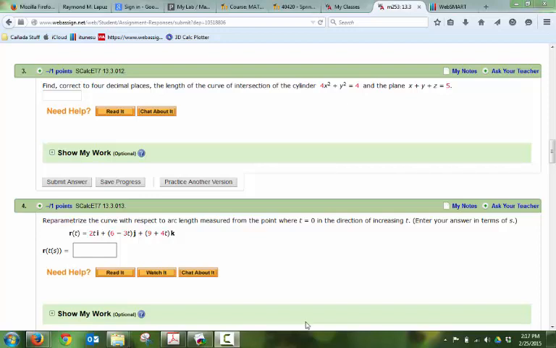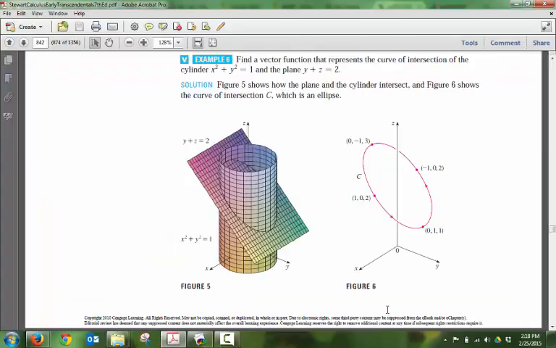I wanted to address a question after class about this problem, problem number 3 in section 13.3. It says to find the length of a curve in an intersection of a cylinder and a plane. We didn't go over this in class, but there's some information in your book. Let me pull out the book.